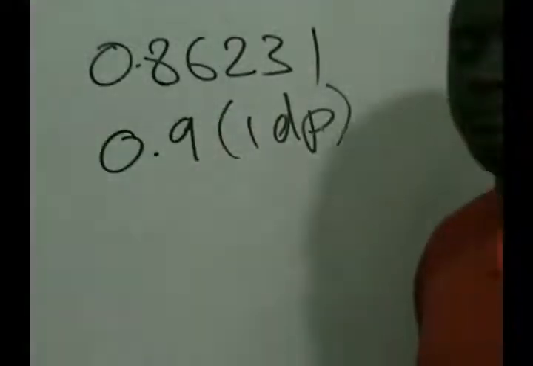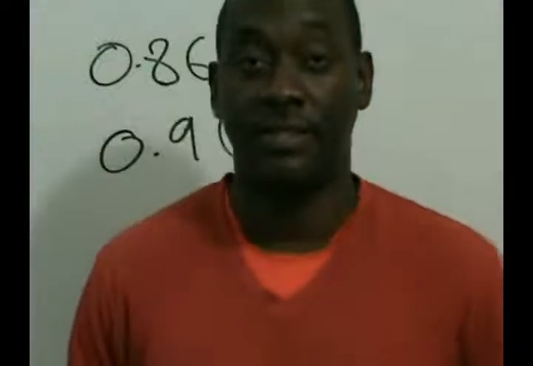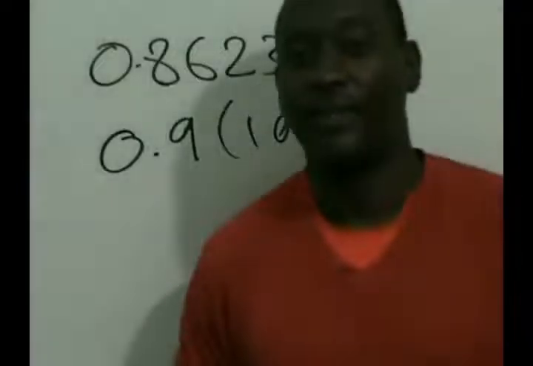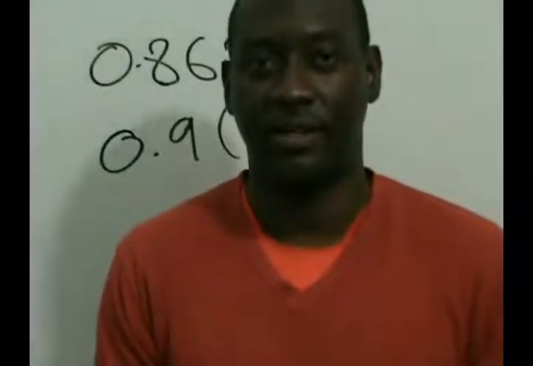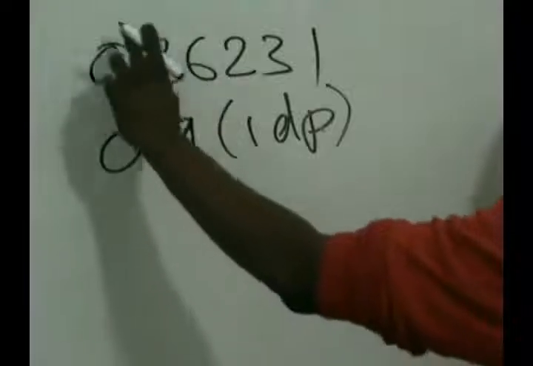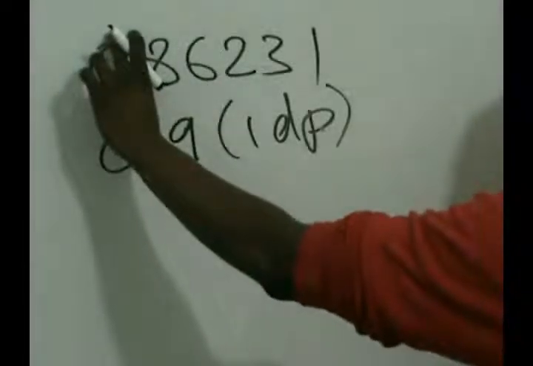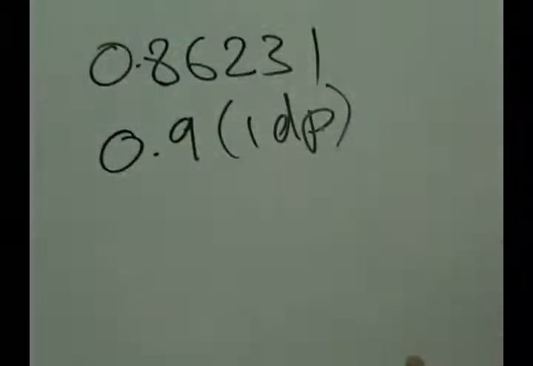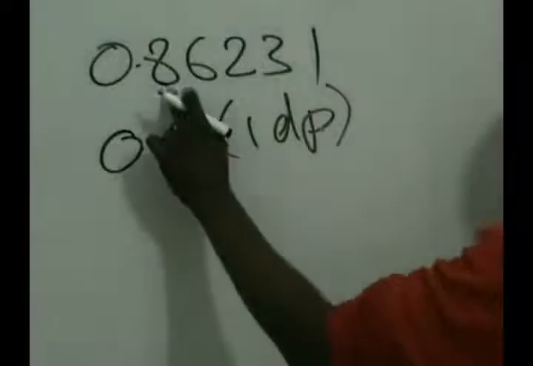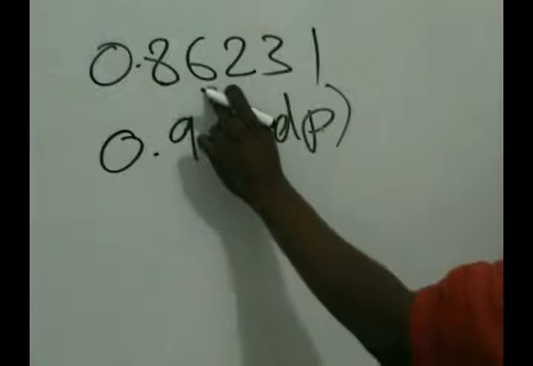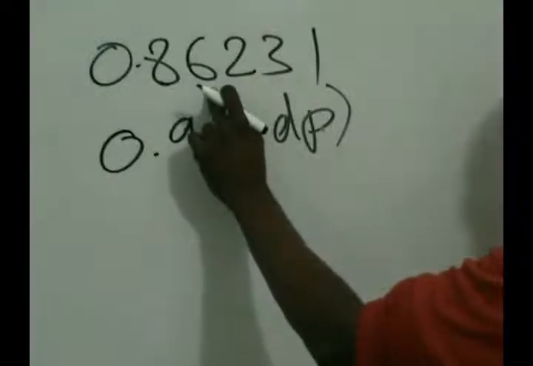And by the same token, if we want to express 0.86231 to 1 significant figure, same move, we find the first significant figure. The first significant figure will be the 8 as well, because the 0 here will not be significant. Remember, your first significant figure is your first non-zero integer. So with 8 being your first significant figure, the number following it will be 6, which is greater than 5.